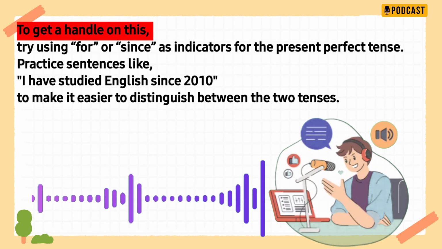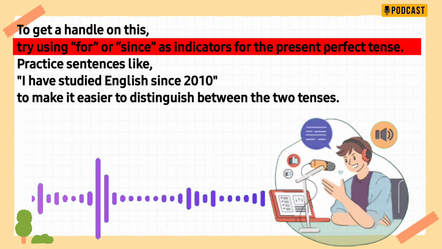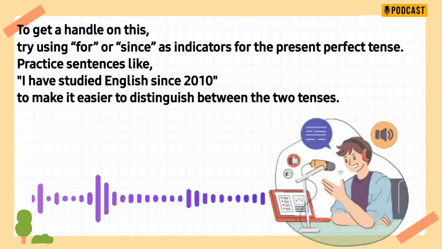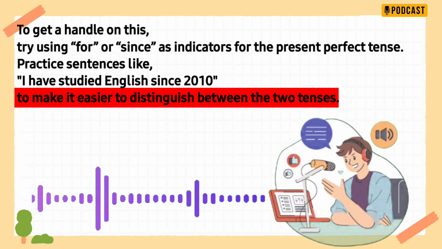To get a handle on this, try using for or since as indicators for the present perfect tense. Practice sentences like, I have studied English since 2010 to make it easier to distinguish between the two tenses.